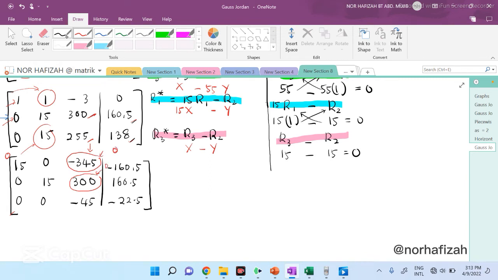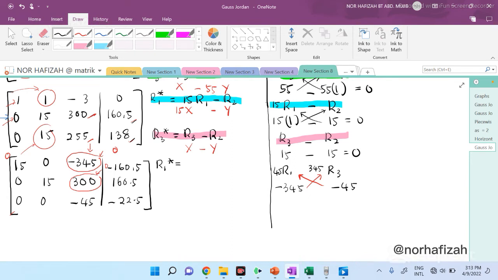Alright, now row 1 star, row 1 we do with row 3 because row 3 is frozen right now. So what is the element in row 1? Row 1 is negative 345. Row 3 is negative 45. For this case, since both are negative, when you cross multiply, you just multiply with the number only. Do not take the negative sign because it's going to be so many negatives. So negative, we just ignore.